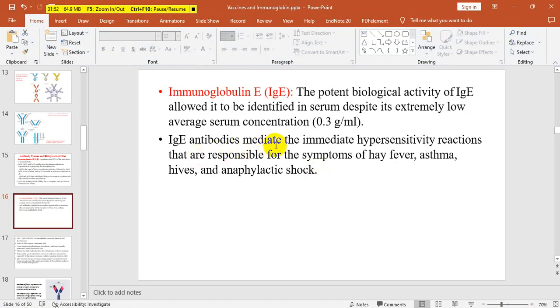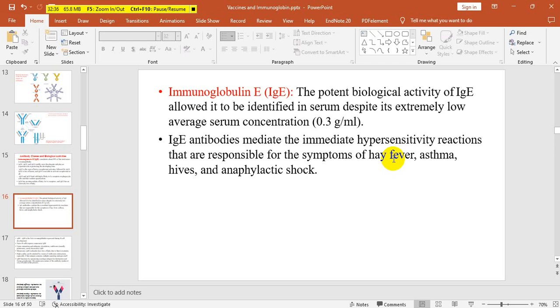Immunoglobulin E antibodies mediate, or control, allergic reactions or hypersensitivity reactions that are responsible for the symptoms of hay fever, asthma, hives, and anaphylactic shock. The meaning of this is this. There are some flowers or some green grass. When you come closer to the particles or the pollen grains that they produce, and you are asthmatic, it will give you a reaction. If you don't take care, you can't breathe, and you will have nasal congestion, catarrh, and you will react.